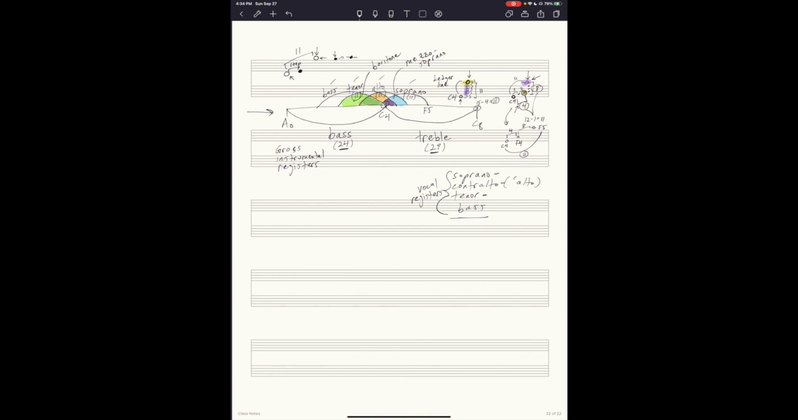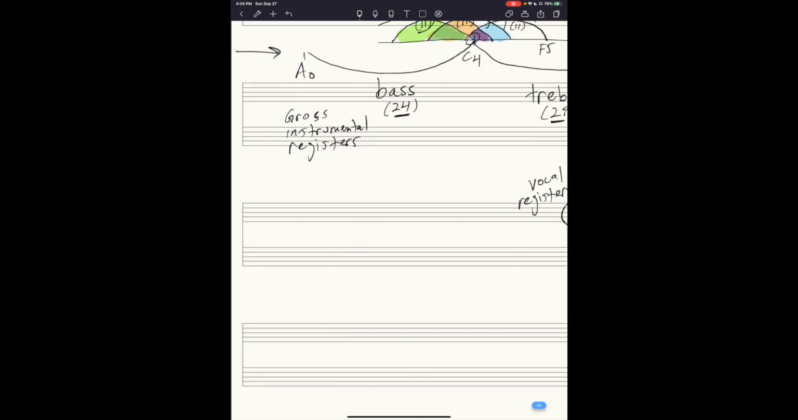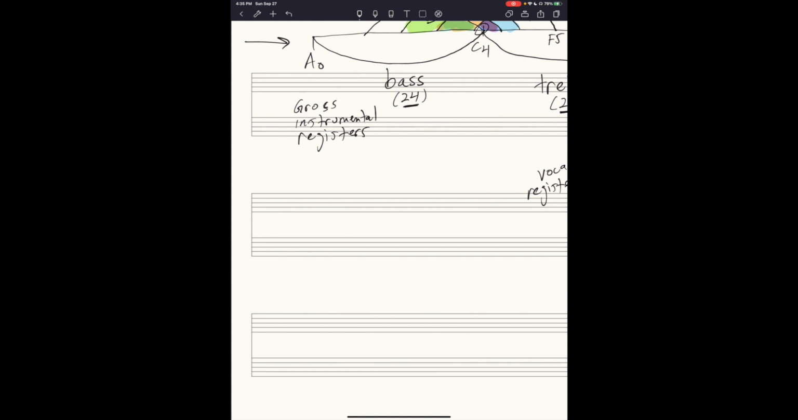But anyway, what is this idea of having some sort of symbol that indicates register? Well, that is called, let me zoom in on this so you're not confused with all the other information, that is called a clef. So a clef, by definition, it's really very simple. It is some sort of symbol designating register.